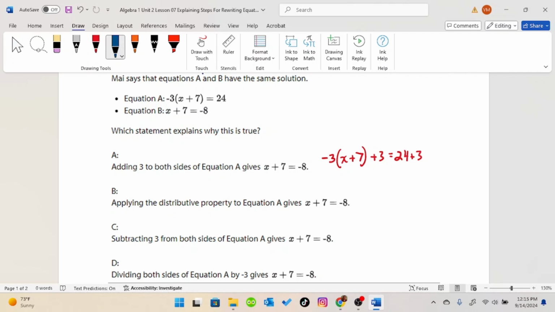Choice B. Applying the distributive property to equation A gives us x plus 7 equals negative 8. Well, if we apply the distributive property, we would have negative 3 times x is negative 3x, and negative 3 times 7 is negative 21, and the right side would still be 24. So that part is not true.